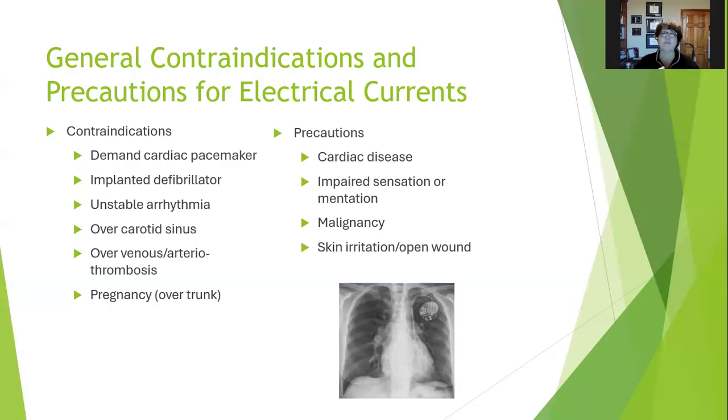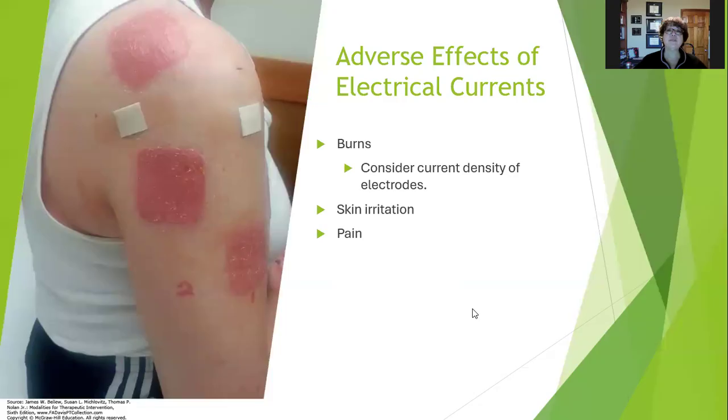Malignancy, it's a precaution for just about everything. Skin irritation and open wound. If you put an electrode over skin irritation or an open wound, it could irritate the area, and you don't want to do that. There are some wound care applications that use electrical currents, and we're not going to be doing them, but not in lab. So it's a precaution. It's not a contraindication, and usually it's a specific application you use for that.